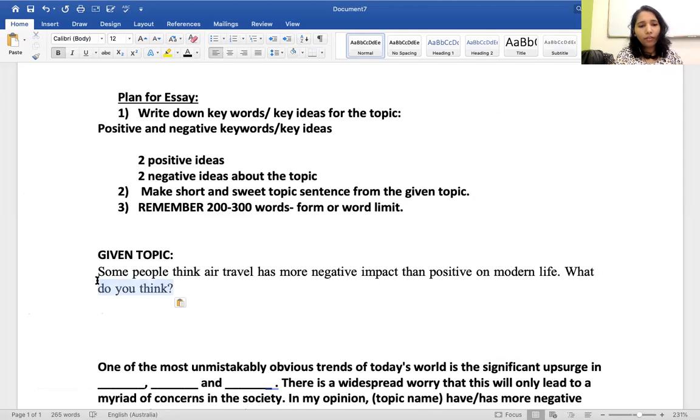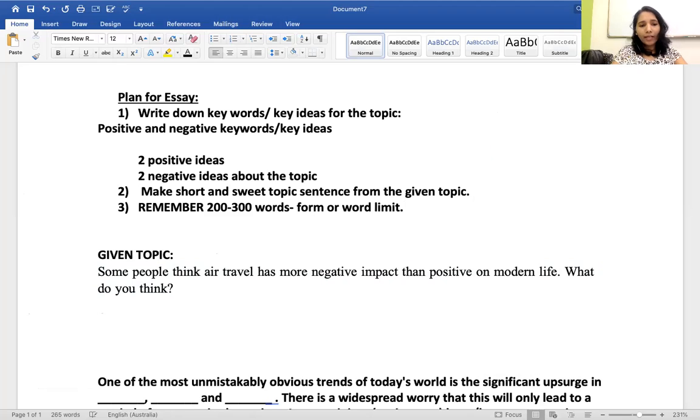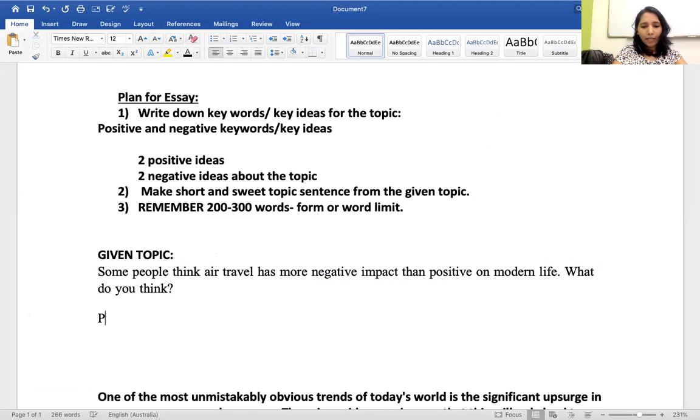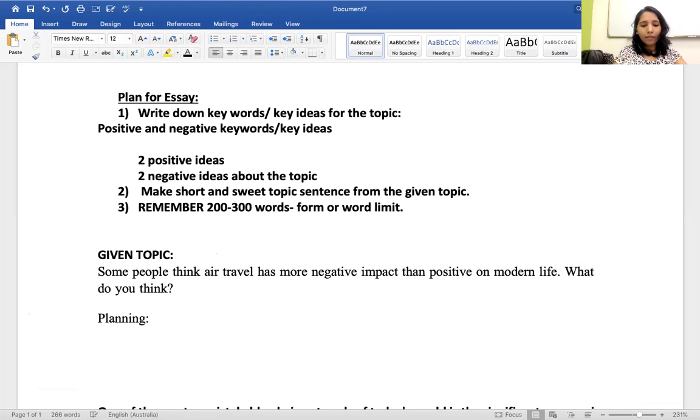Some people think air travel has more negative impacts than positive on modern life. What do you think? So now what we do is we write down our ideas. So this is our planning, right? So we write down positive and negative ideas, or keywords, key ideas. So what is the positive side of air travel? What are the keywords that you think of when you think of air travel? What are your keywords?